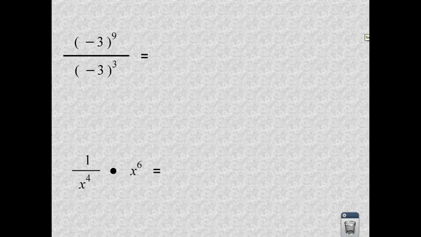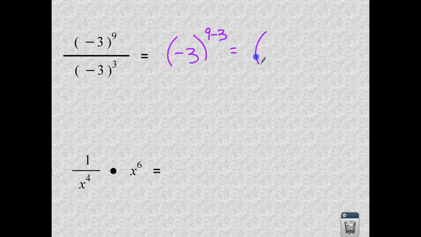So now we have the quantity of negative 3 to the 9th divided by negative 3 cubed. So our answer would be keep the base the same and subtract the exponents. 6th power.